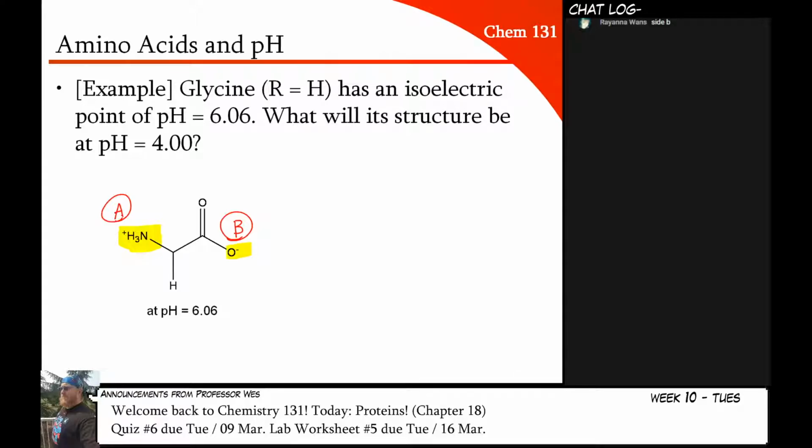All right, we got side B. Side B will do what? Can you be more specific?